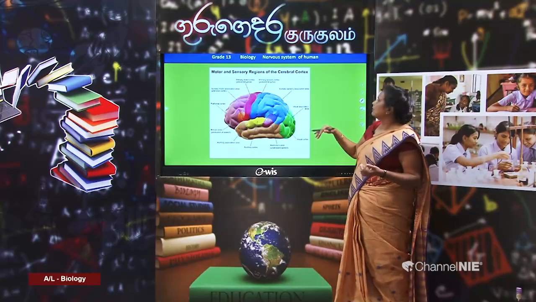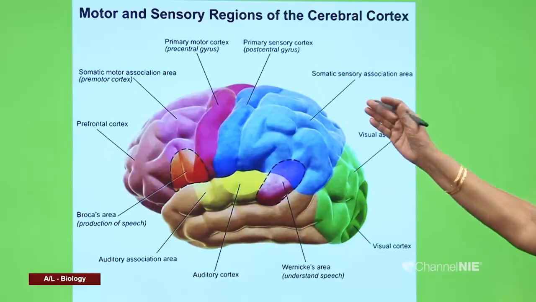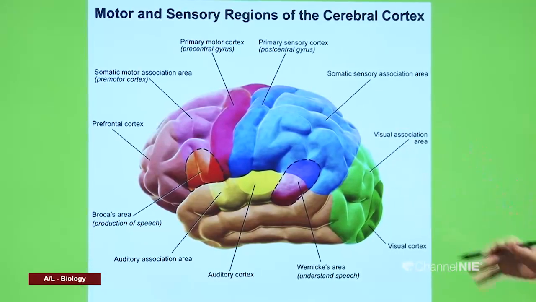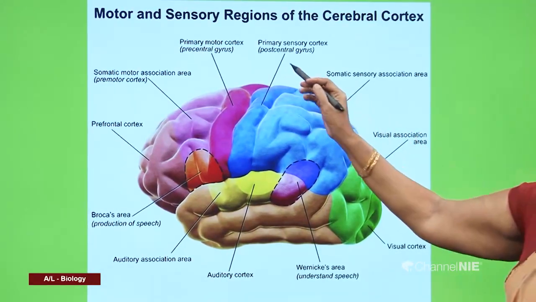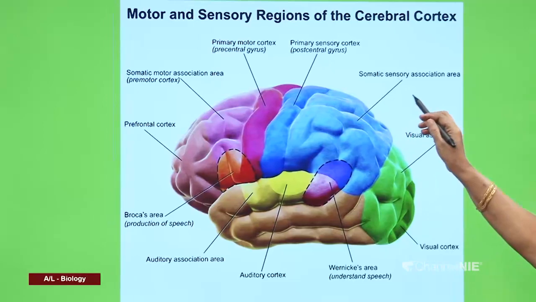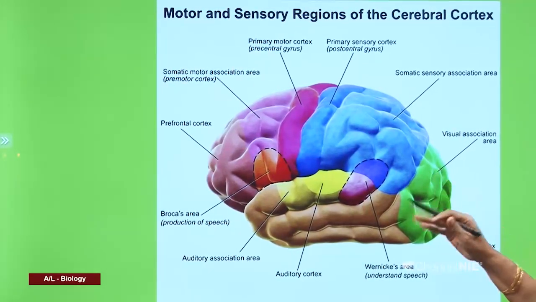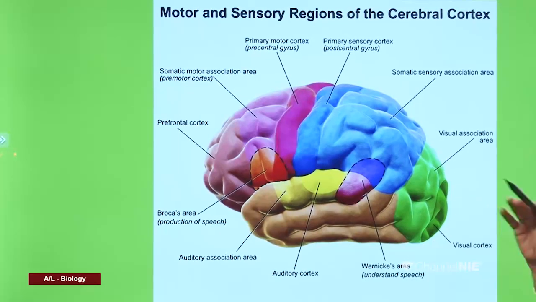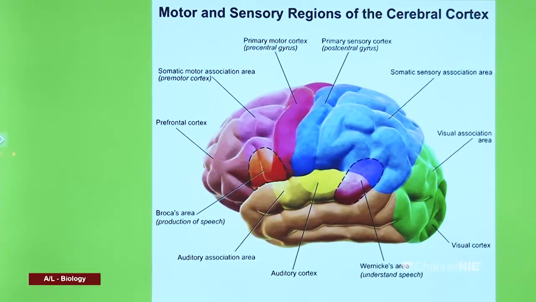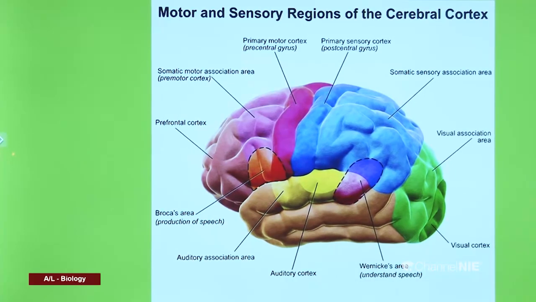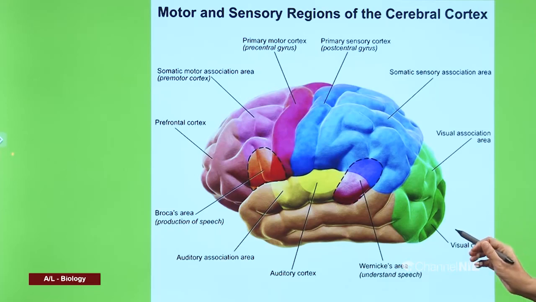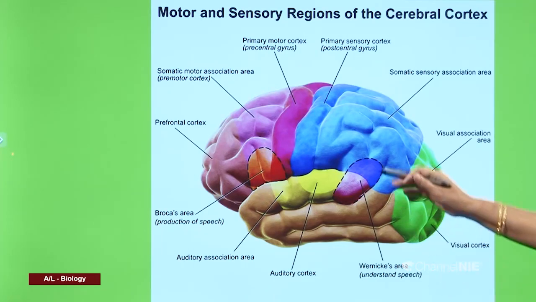You can see more detail about these actions of the brain in this diagram: motor sensory regions of the cerebral cortex. I have given a detailed diagram here. Primary sensory cortex and sensory association areas are given here. This is a more complex diagram than the earlier one, just to explain how complex the brain is. Then visual association, visual cortex, likewise so many functions are done by the cerebrum.